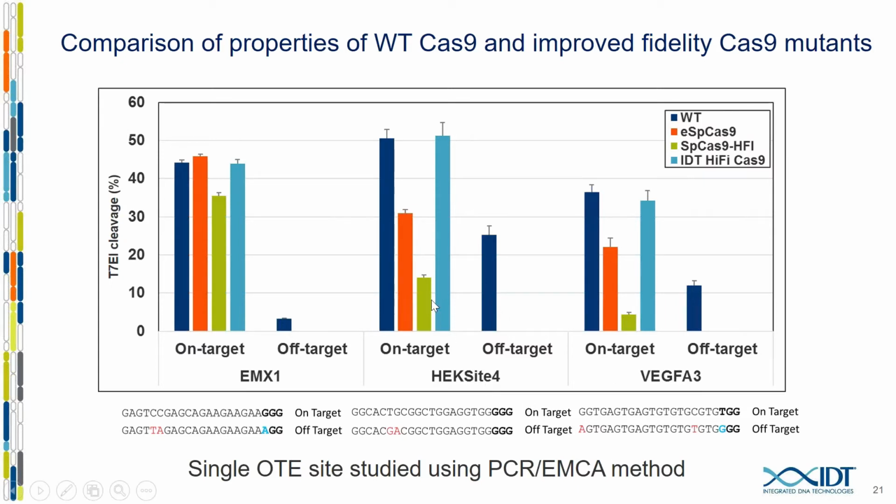Looking at HEK site 4, where the literature HiFis showed trouble on target, the Alt-R HiFi maintains. And importantly, the off-target editing is reduced for all proteins down to an undetectable level. And it's the same story for the VEGF-A3 locus. On target is maintained, and all 3 HiFis reduce off target to an undetectable level.